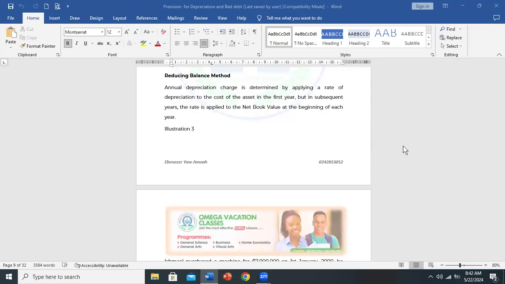For the reducing balance method, you apply the rate to the net book value. But you see, in the first year, you might not have charged any depreciation. That is why in the first year, it is on the cost, because in the first year the accumulated depreciation will be 0. So the net book value would be equal to the cost. Please note that for me. Without wasting time, let's take an illustration and see how it works.